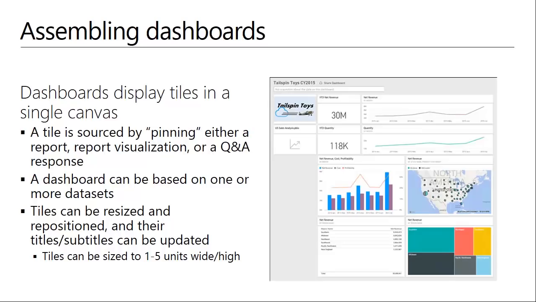A dashboard can be based on one or more datasets, so it differs from a report that has a one-to-one relationship to a dataset. A dashboard can express data from multiple datasets through multiple tiles. These tiles may be resized and repositioned, and they may have their titles and subtitles updated, and they can be sized to 1 to 5 units wide or high.